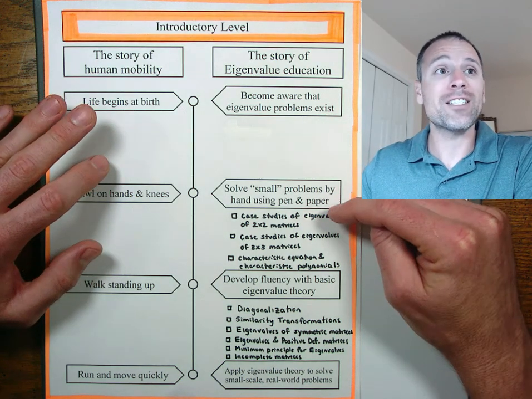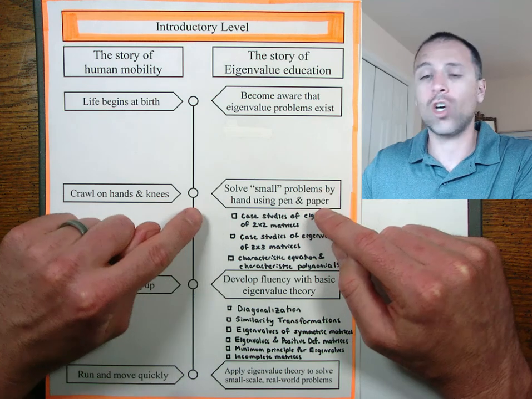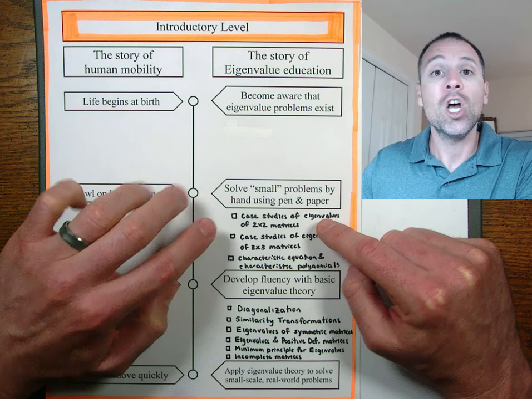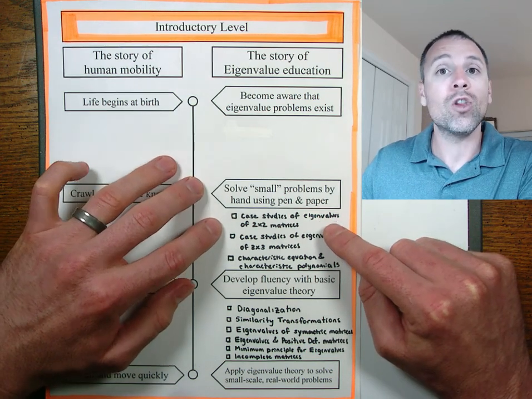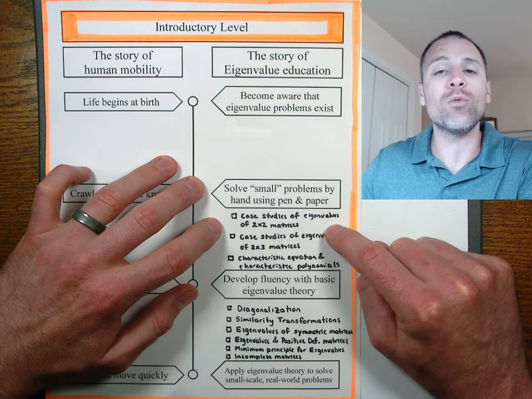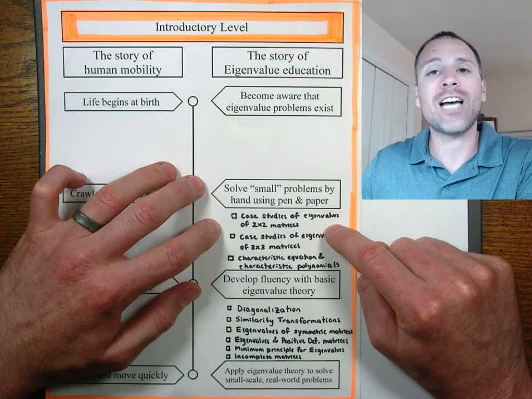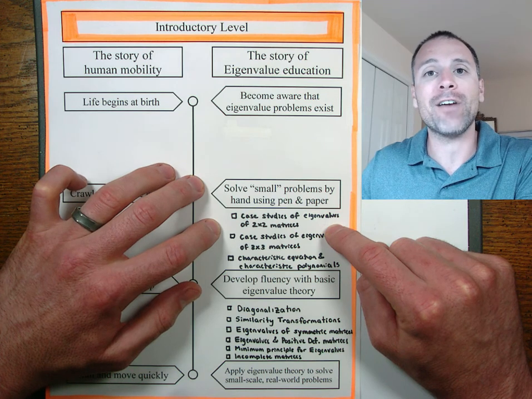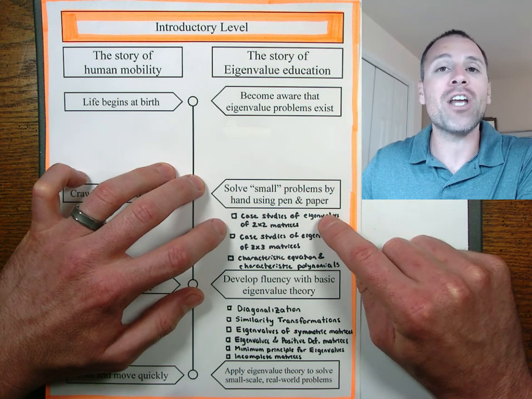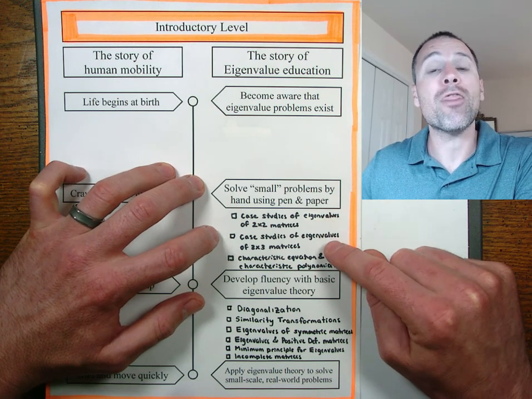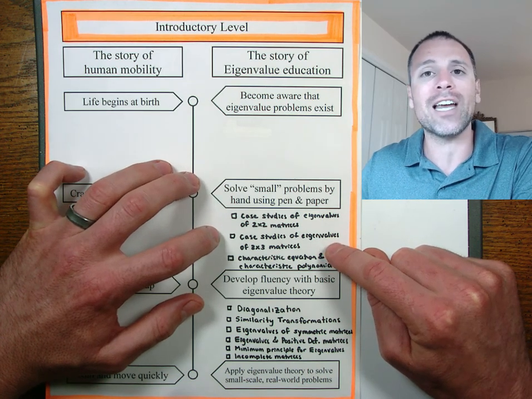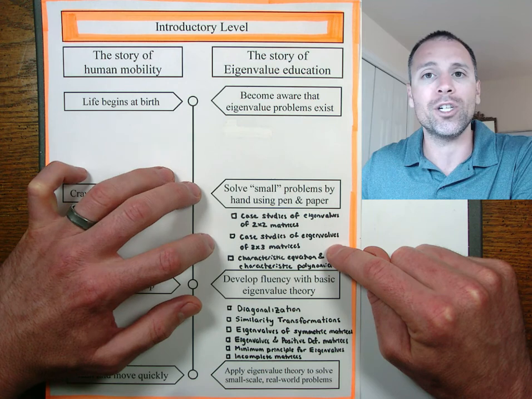From here, the rest of this lesson is going to be focused on solving small problems using pen and paper analysis by hand. We're going to start with an overview looking at case studies of eigenvalues of 2 by 2 matrices. We're going to get a really good idea of the different types of eigenvalue and eigenvector pairs that show up in the 2 by 2 case. We're going to then leverage that information to study the 3 by 3 case and get some ideas of the type of eigenvalues and eigenvectors that show up in that situation.